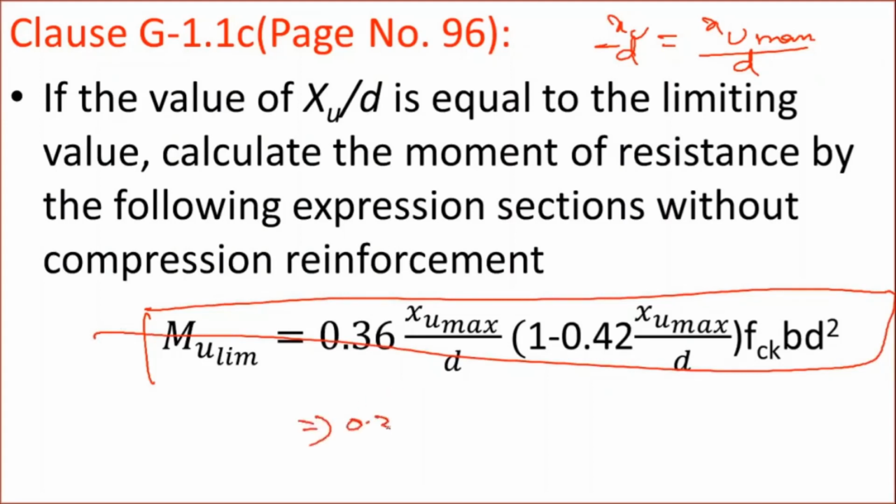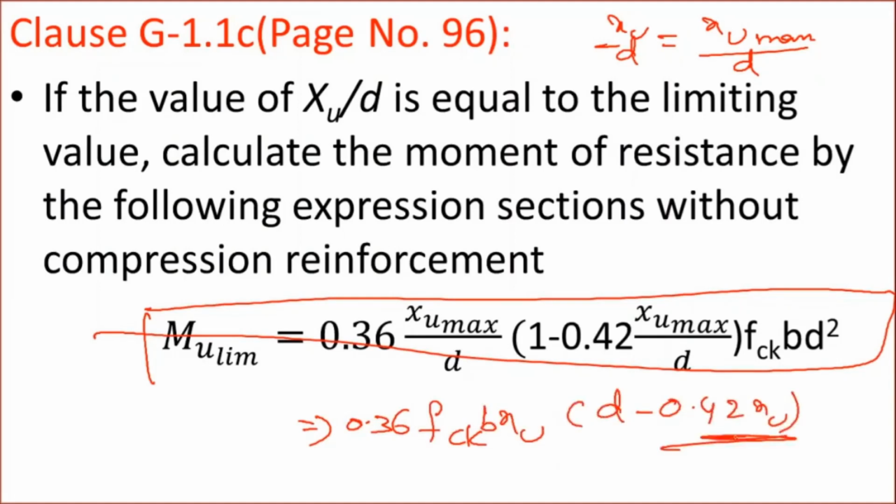Again it is the same thing. Whatever the compressive force is, that is 0.36 fck × b × xu, and the lever arm is d minus 0.42 xu. Now if you do modifications here again, that means take d common, then you will get the same formula. So like that you have to determine.